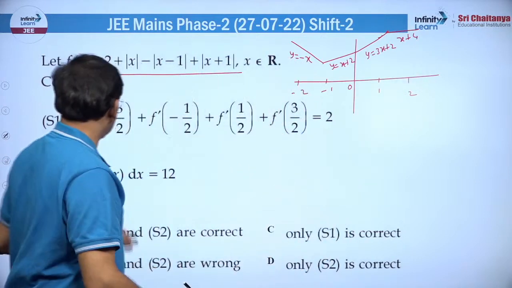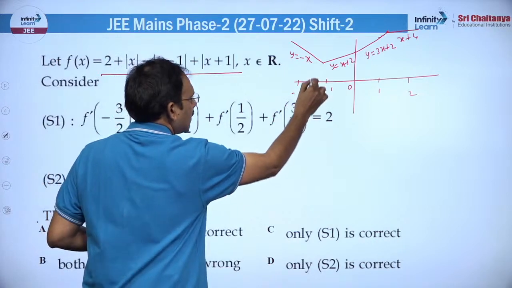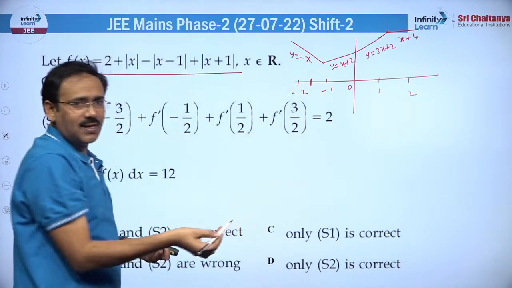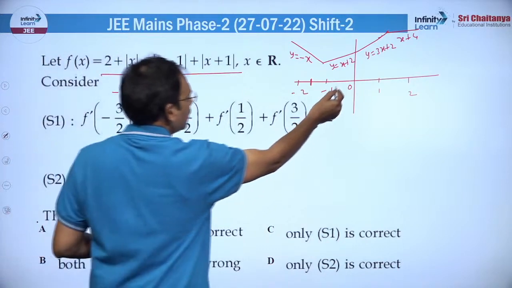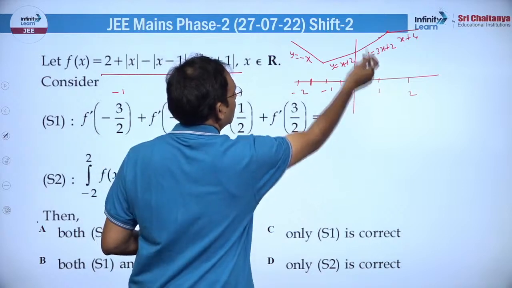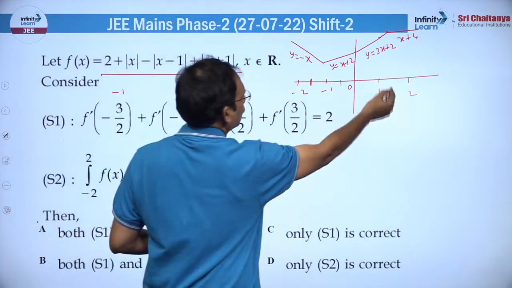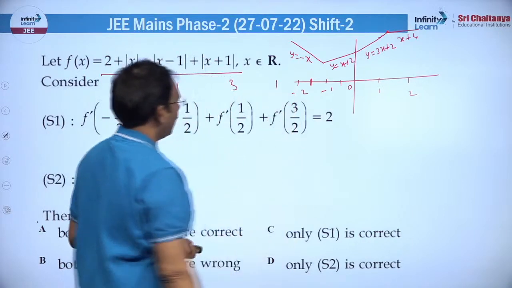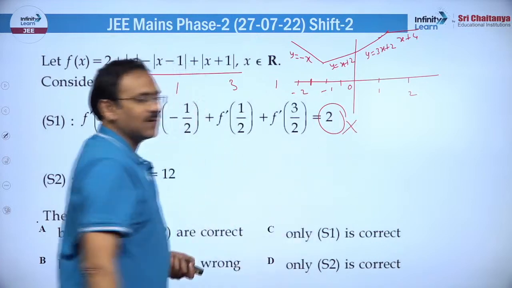Now in this case he is asking f dash of minus 3 by 2. Here it is minus x, its derivative is minus 1 itself. At minus 1 by 2 its derivative is 1. At 1 by 2 its derivative is 3, and at 3 by 2 its derivative is 1. My dear friends, the answer should be 4, but he has given 2, so this statement is wrong.